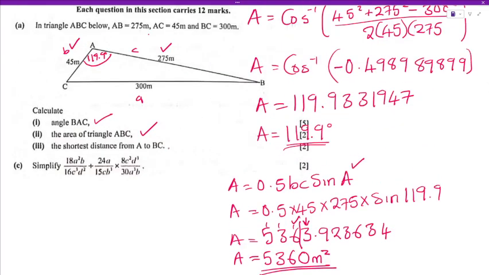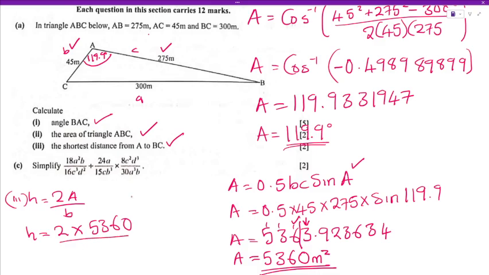We go to finding the shortest distance. We said for the shortest distance, the formula is just h is equal to 2a over b, where h, the height, is the shortest distance, and a is the area we just found, which is 5360. Everything over b, a distance they're mentioning here. Find the shortest distance from A to BC. So BC is going to be your b. BC is 300, so meaning we're going to say over 300 here.